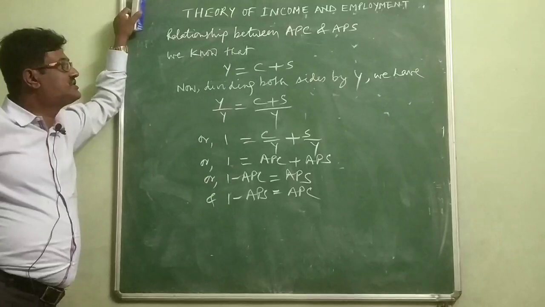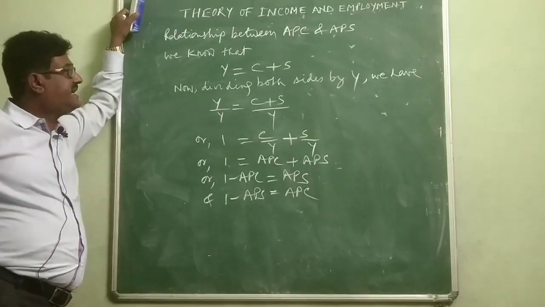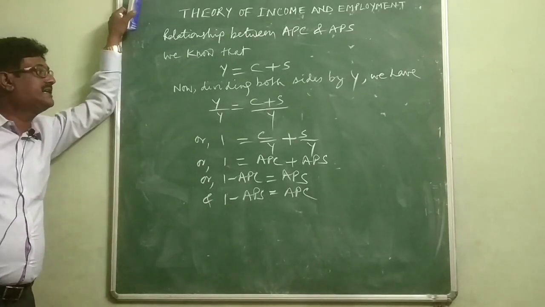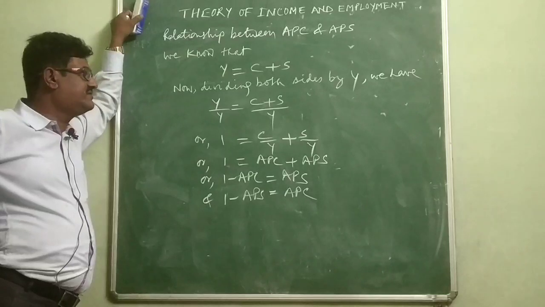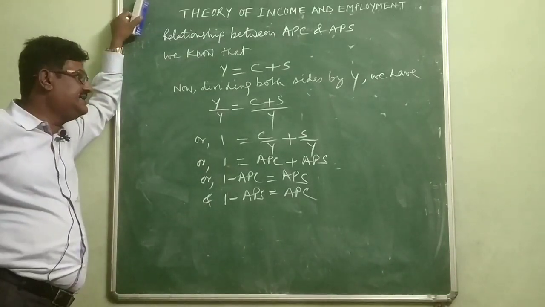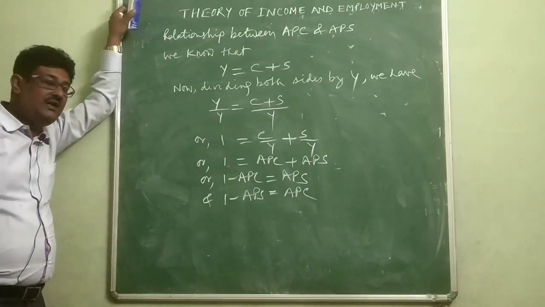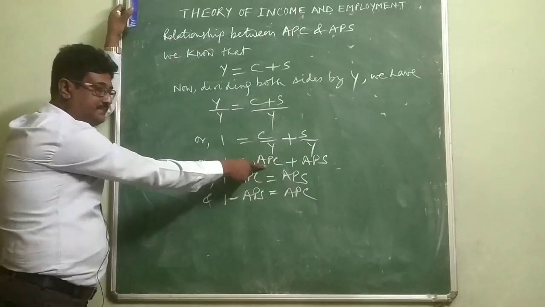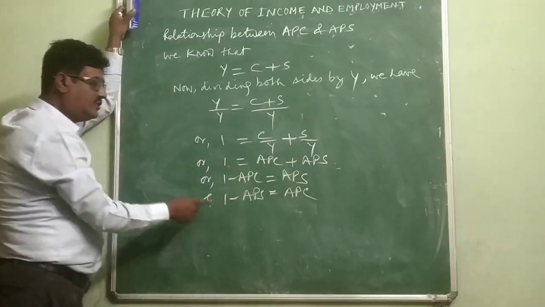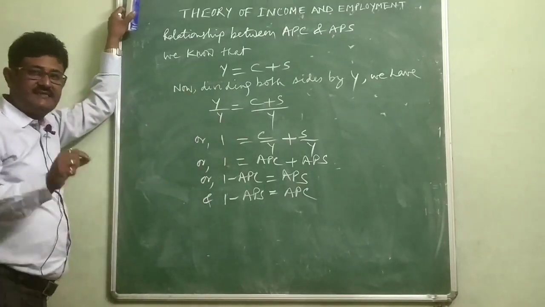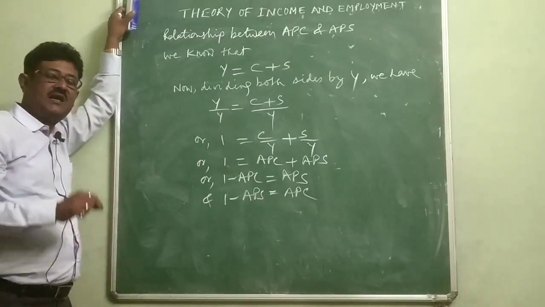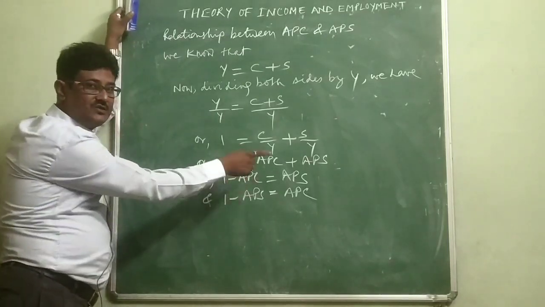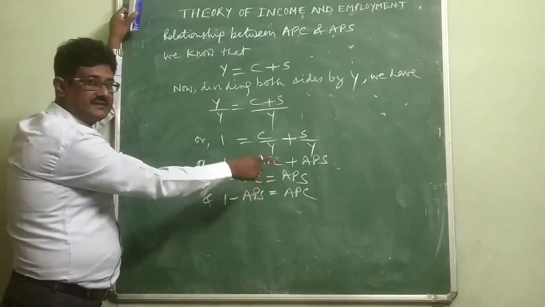Now let us discuss the relationship between APC and APS. We know that Y is equal to C plus S, that is a part of income is spent on consumption and a part is saved. Now if we divide both sides of the equation by Y, we have Y by Y is equal to (C plus S) divided by Y. So this can be rewritten as 1 is equal to C by Y plus S by Y, where C by Y represents APC and S by Y represents APS. So 1 is equal to APC plus APS. So we can say that the sum of average propensity to consume and average propensity to save is always equal to 1. And 1 minus APC is equal to APS and 1 minus APS is equal to APC.